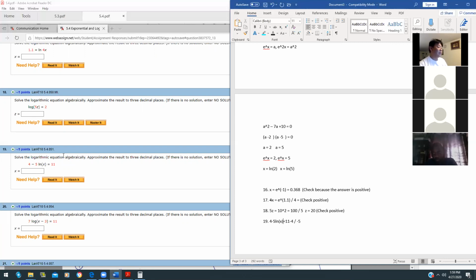So the same thing happens if you have an ln here. So when you have ln, we do the same thing. We subtract 4 and we divide by -5. So the 4 and the -5 here will be canceled. So what we have in this case is ln x. 11 minus 4 is 7, and 7 over -5 is -7/5. And again, what happens when you move the ln over there? The ln will become what? e to the power of -7/5. And then you will get your answer in this case.